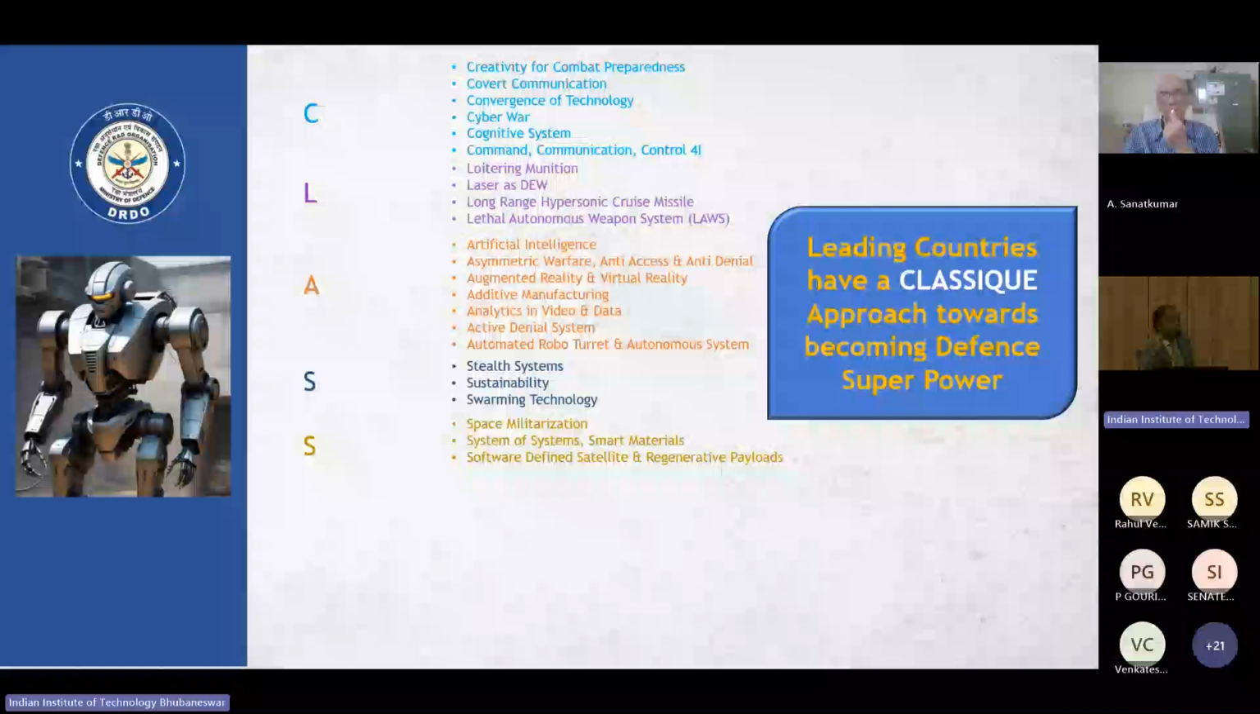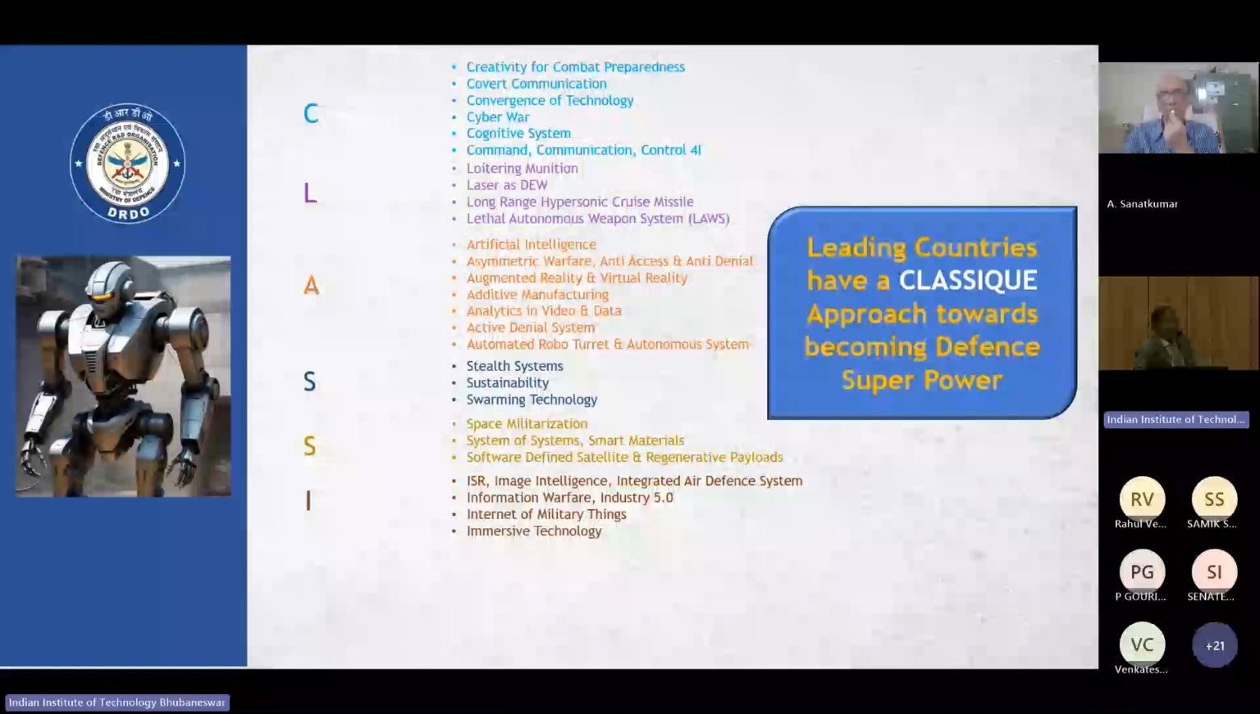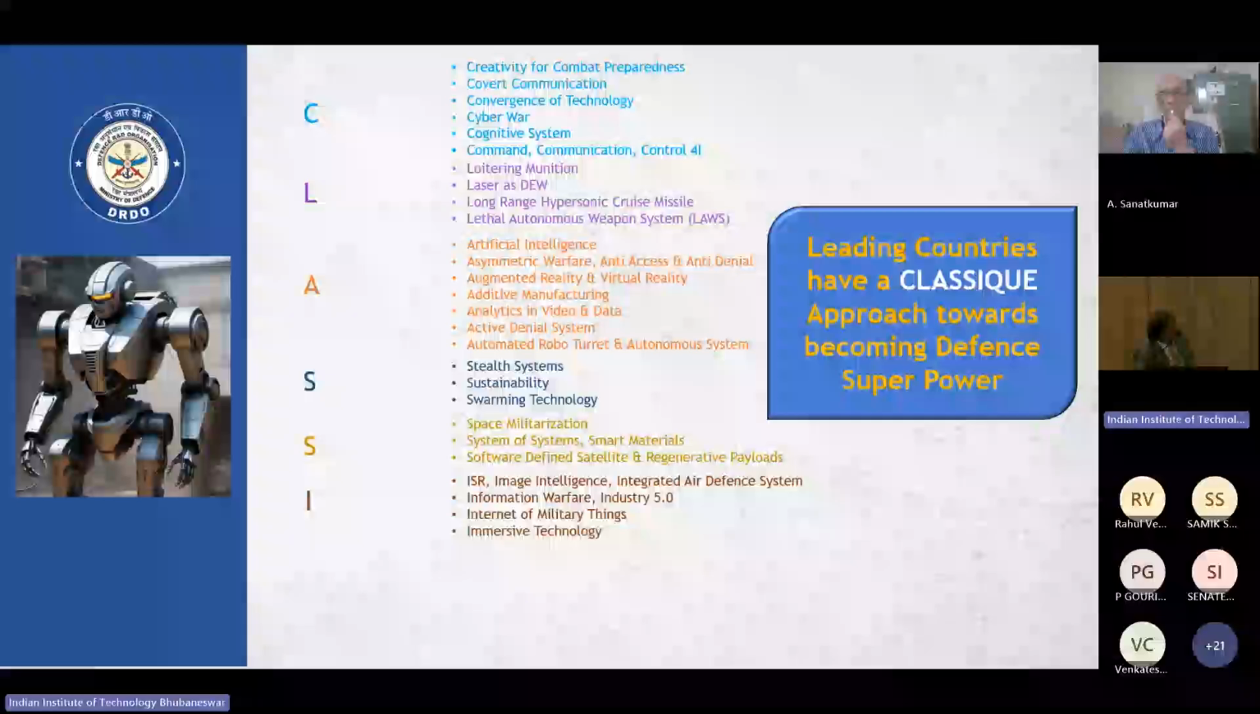Just now I explained to you, smart material is going to decide the course of the war. Software-defined satellites and regenerative payloads are again going to define the future course of war. What does I stand for? ISR: intelligence, surveillance, and reconnaissance. Image intelligence, integrated air defense systems. You have all seen it.